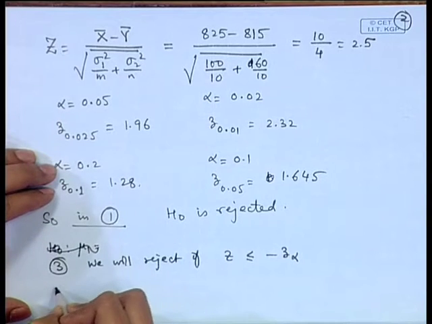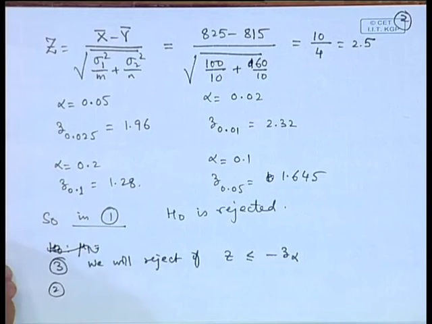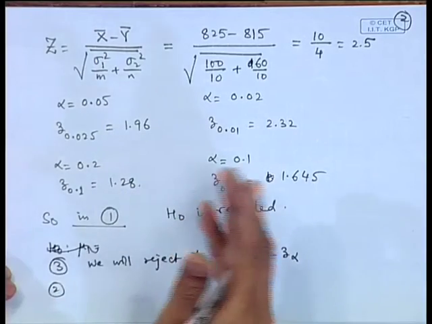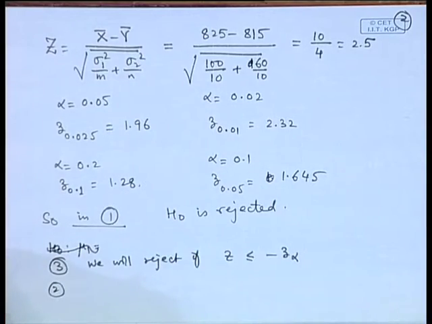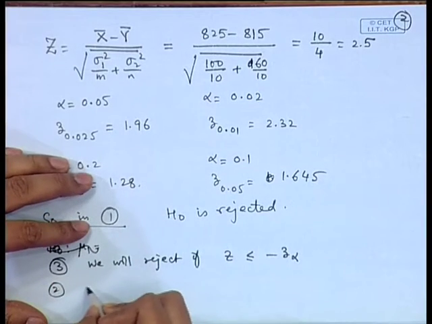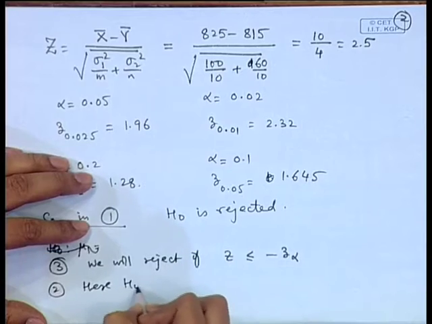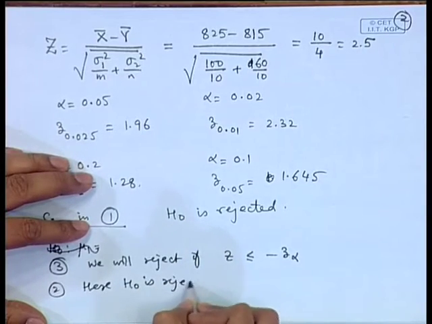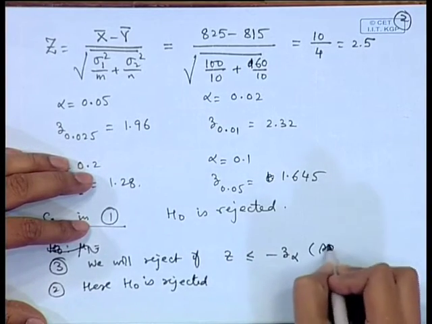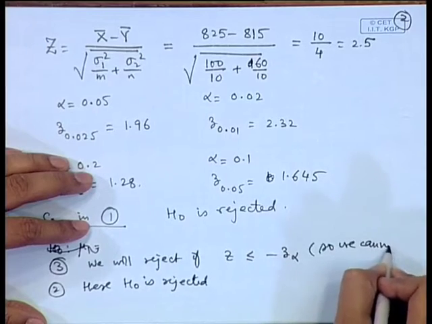On the other hand, if we look at problem 2, we have to reject when z is greater than or equal to some z alpha. So, it will always be satisfied, that means, it is always rejected. That means, mu 1 greater than mu 2 is a strong conclusion. So, here H naught is rejected. So, here we cannot reject.